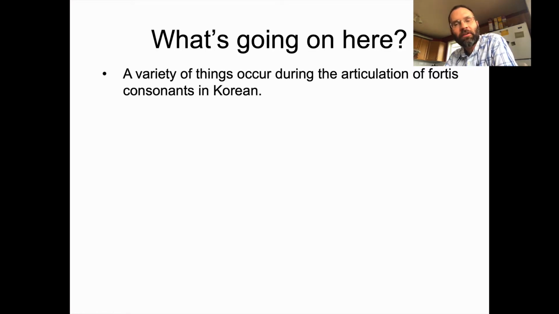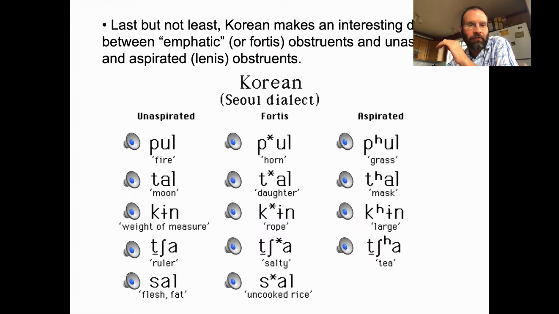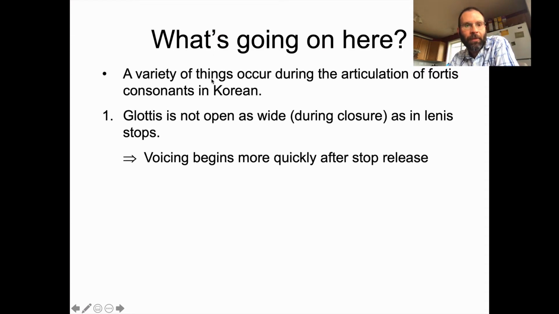What's going on articulatorily is a variety of different things. So number one, the glottis is not open as wide during the closure of the stop as in lenis stops. Lenis stops, that's another term for these unaspirated stops here. Lenis is weak in Latin, and fortis is strong in Latin, so that's where that comes from. So if the glottis is not open as wide during closure as it is in the unaspirated stops, then voicing will begin more quickly after the stop release in the fortis stops.